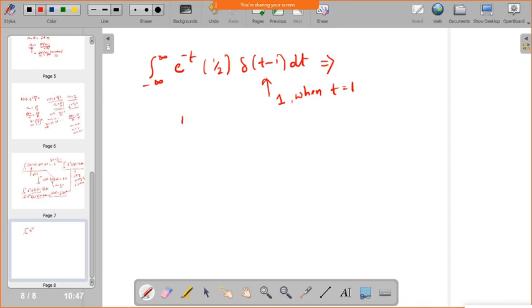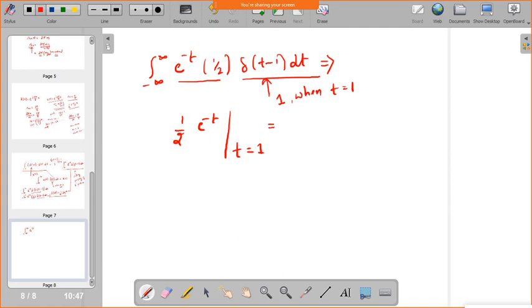So this will be half into e power minus t. The value will be there as it is, and you have to evaluate it when t equal to 1, because this function del of t minus 1 into dt will become equal to 1 when t equal to 1. So this function as it is will be there, and you apply t equal to 1, so this will have the value.